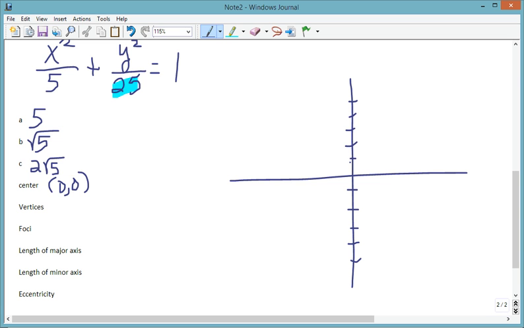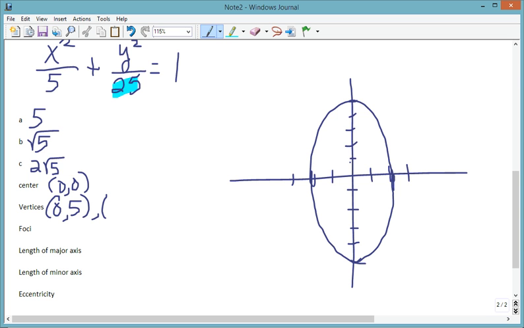So B is the square root of 5, which is just a little bit bigger than 2. Now, my vertices, remember that the vertices and the foci are always on the major axis. So it's going to be over 0, up A, so over 0, up 5, and over 0, down 5.